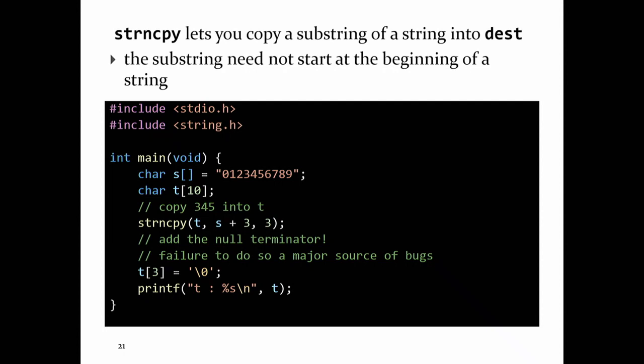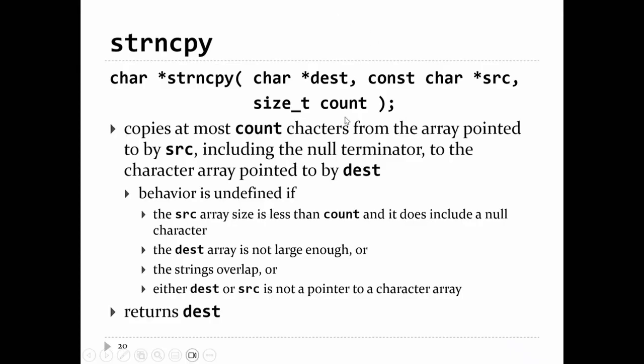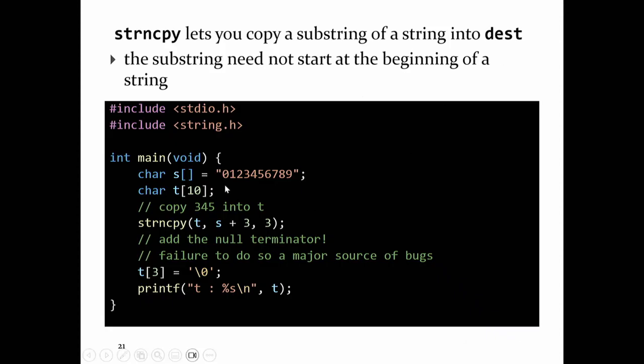So this function here is potentially useful if you want to copy part of a string into another string, because it has this parameter count. It'll copy at most that many characters from src. So if you want to copy part of src into destination, this is a function you could consider using. For example, here I've got the string consisting of the digits 0 through 9.